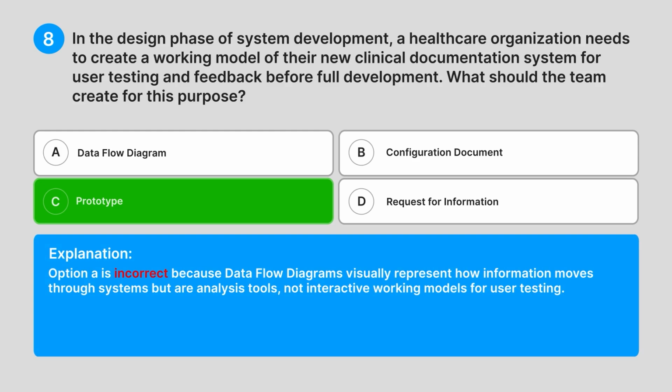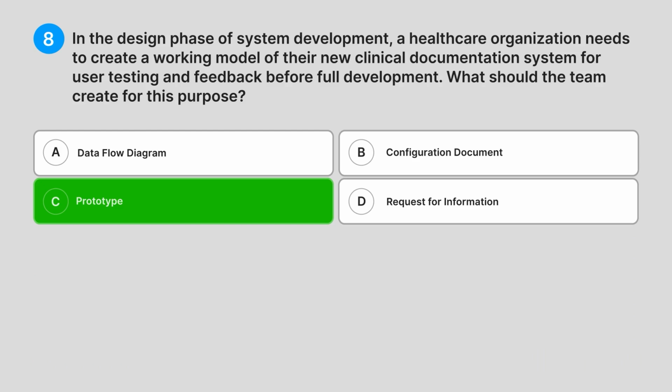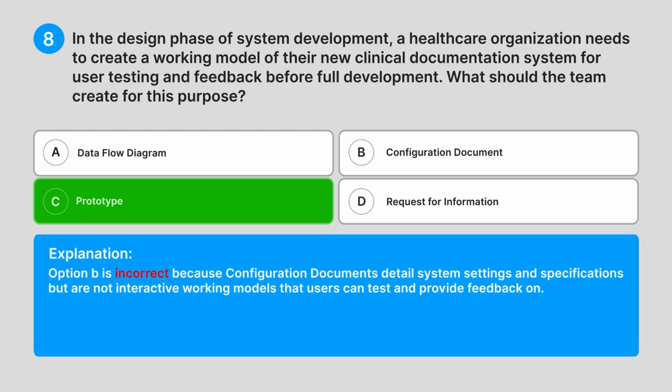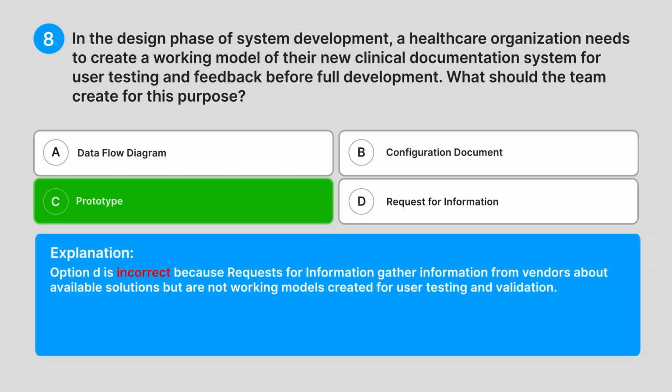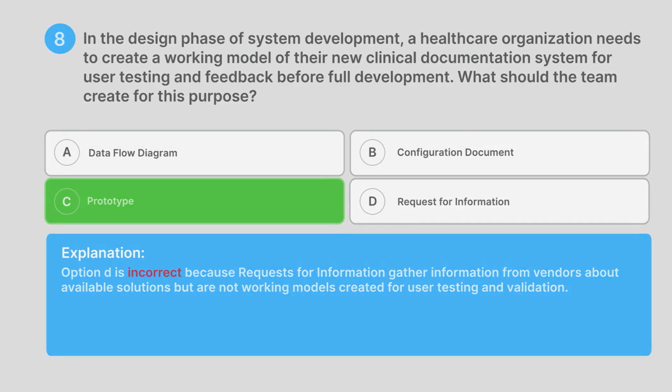Option A is incorrect because data flow diagrams visually represent how information moves through systems, but are analysis tools, not interactive working models for user testing. Option B is incorrect because configuration documents detail system settings and specifications, but are not interactive working models that users can test and provide feedback on. Option D is incorrect because requests for information gather information from vendors about available solutions, but are not working models created for user testing and validation.